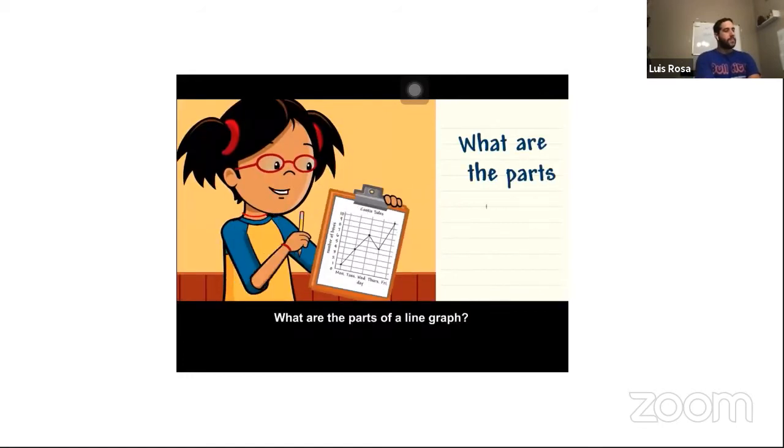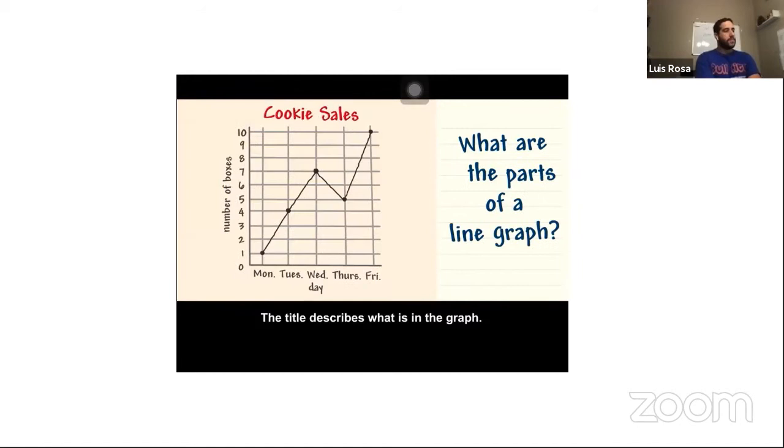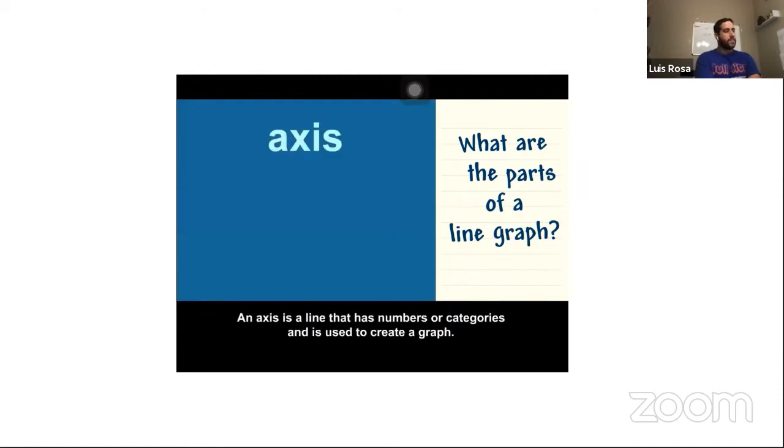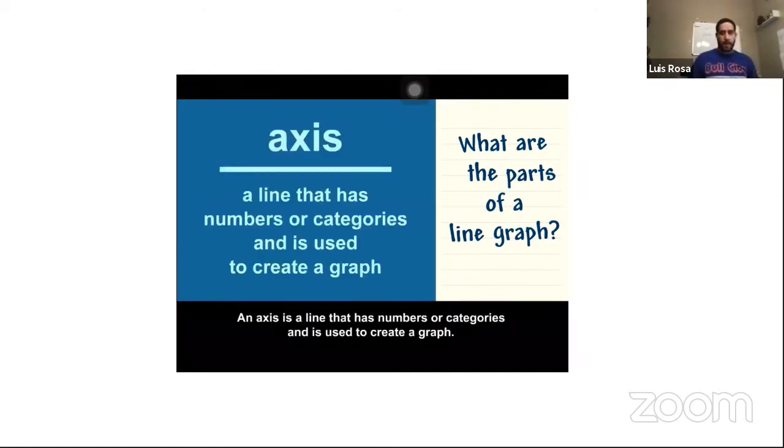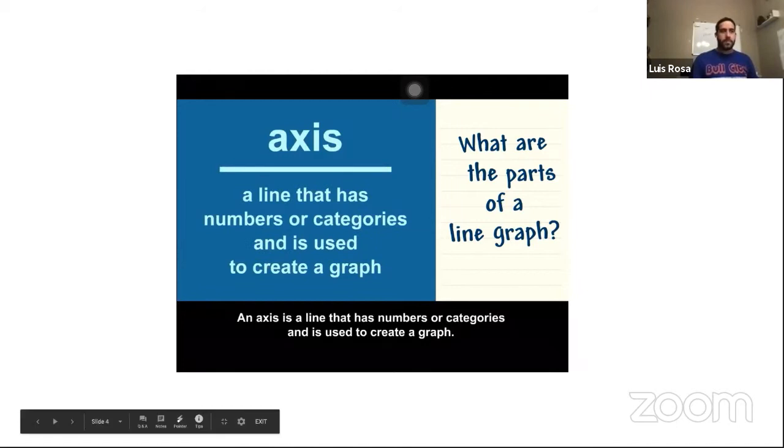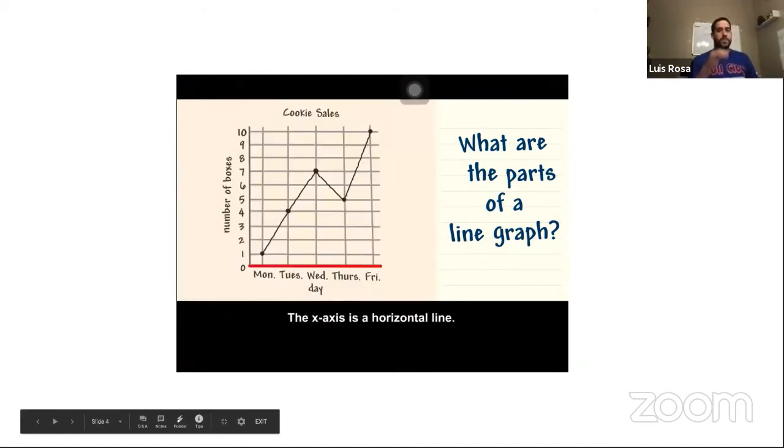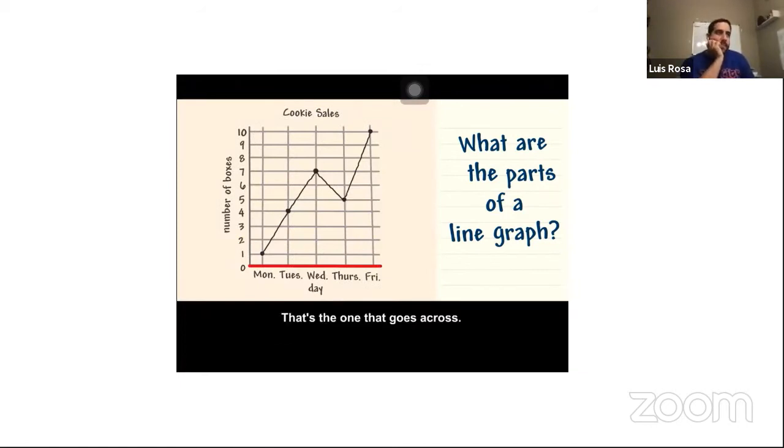What are the parts of a line graph? The title describes what is in the graph. My line graph tracks my cookie sales. An axis is a line that has numbers or categories and is used to create a graph. The x-axis is a horizontal line. That's the one that goes across. On my graph, it shows the days. The y-axis is a vertical line. That's the one that goes up and down. On my graph, it shows the number of boxes I sold. The points show how many boxes I sold on a specific day.